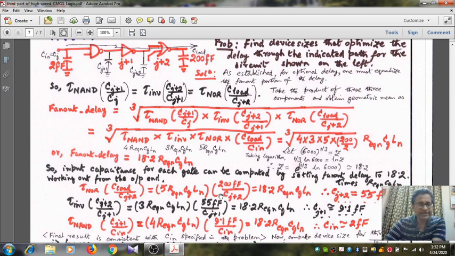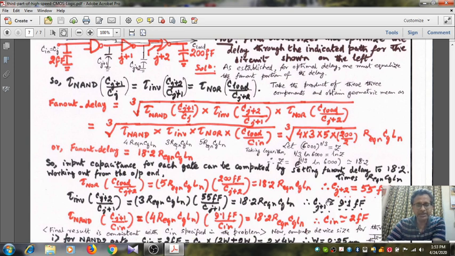Next, if you proceed backwards from the NOR gate, now I encounter the inverter. So here tau inverter into Cj plus 2 upon Cj plus 1 becomes 3 Req and Cg ln into 55 femtofarad, because Cj plus 2 I have just now got to be 55 femtofarad. Cj plus 1 is yet unknown. So solving this gives me Cj plus 1 equal to 9.1 femtofarad.